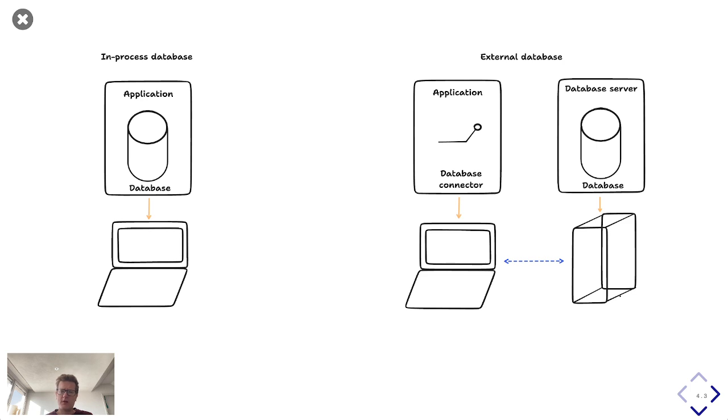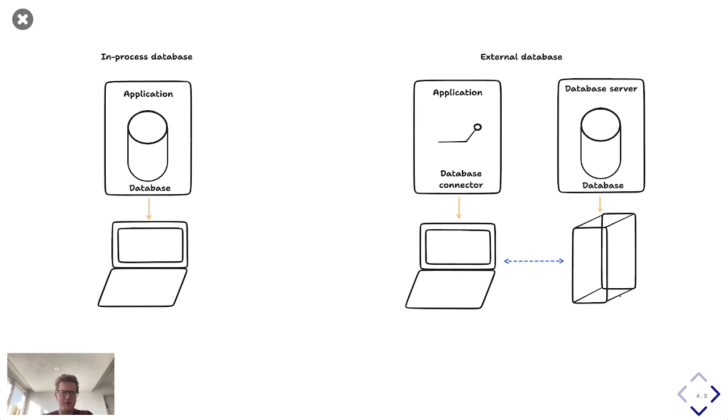And when you have a look at the external database, in your application, you'll have a database connector, which is part of your application that runs on your laptop, and over the network you will make a connection to a database server that actually runs the database engine. So there are some advantages and disadvantages of both cases. For the external database, of course you need a separate database server. You can also run it on your laptop, but at least you need multiple processes running. For the external database server, also multiple people can work on the same data at the same time.